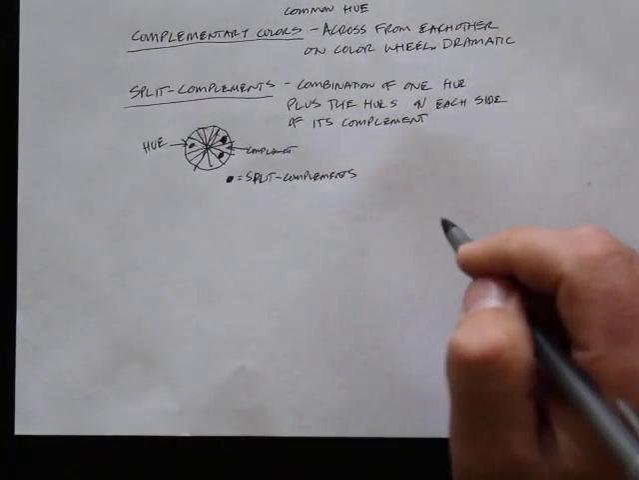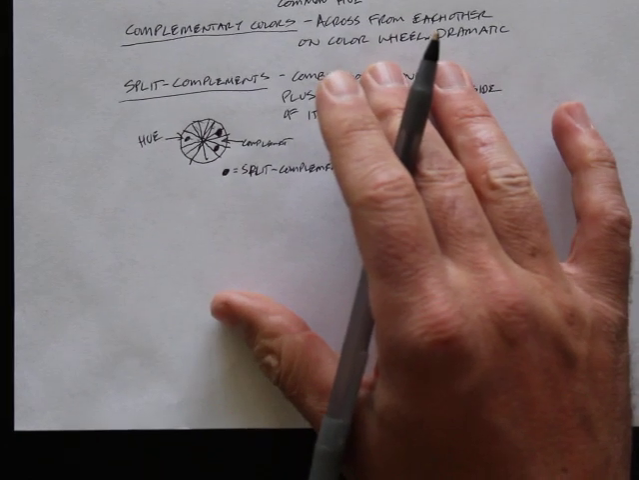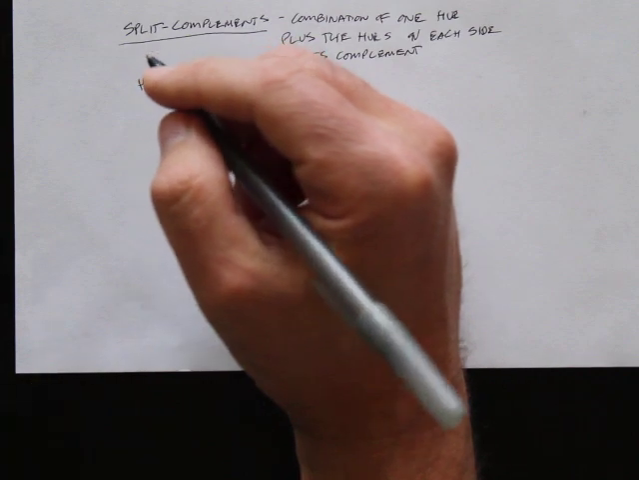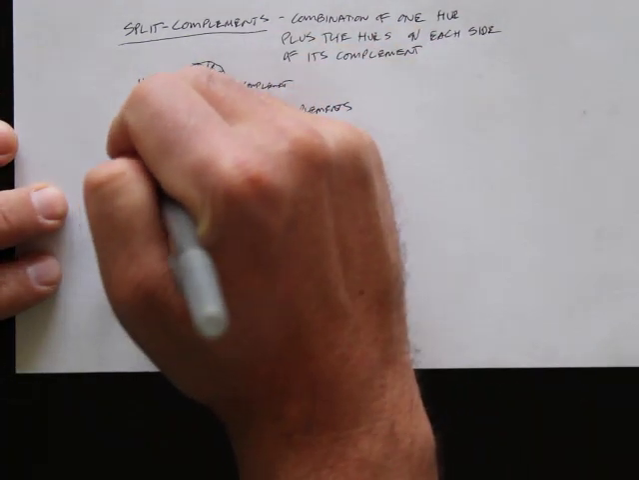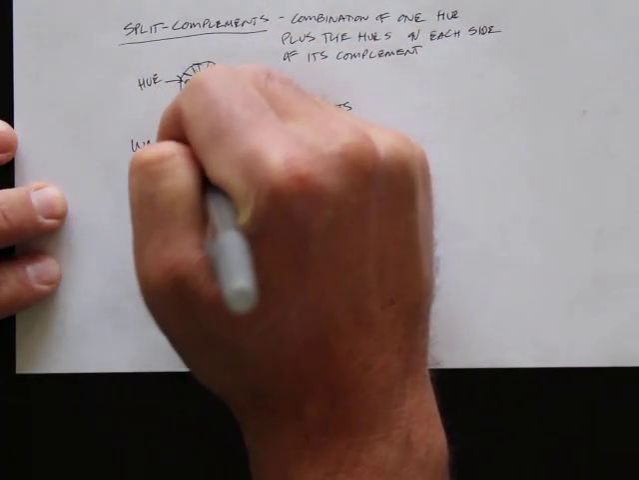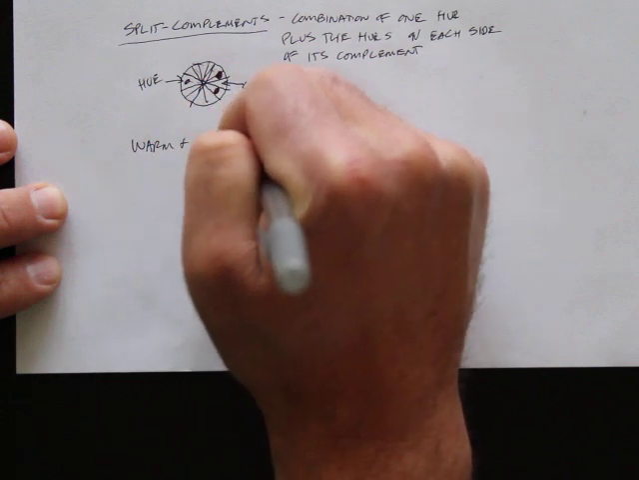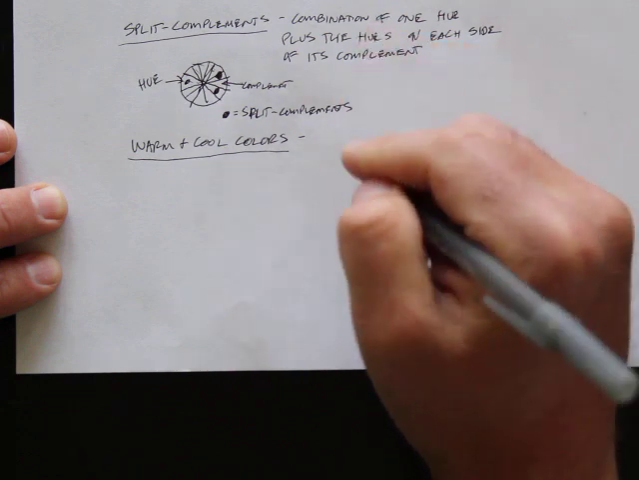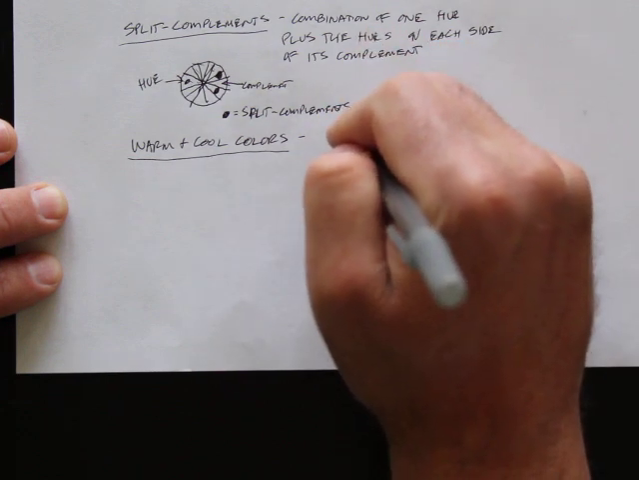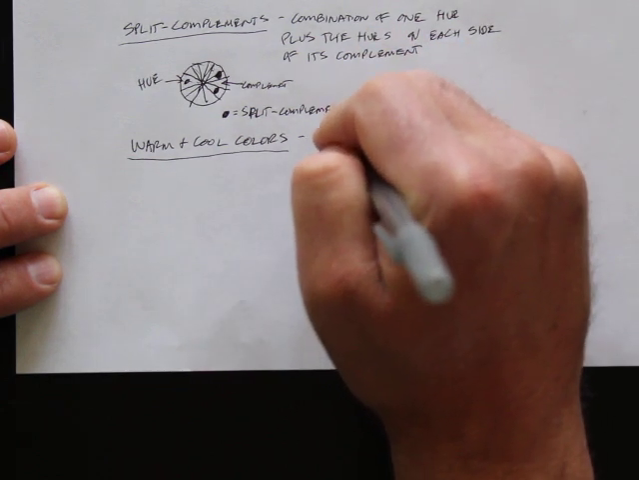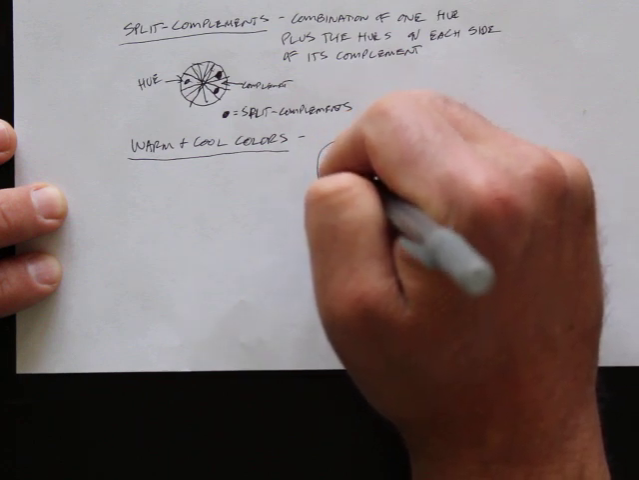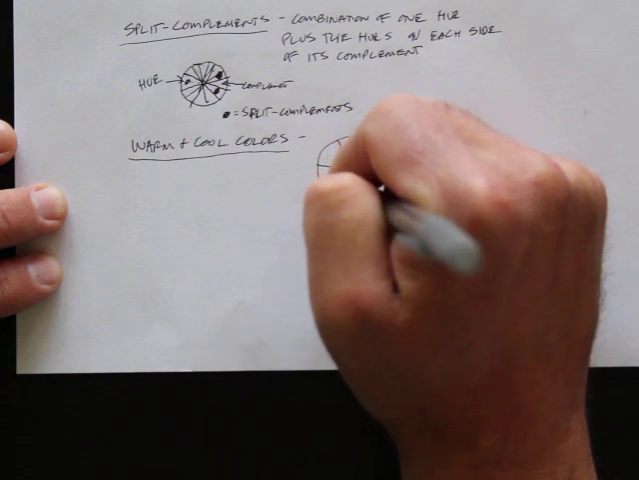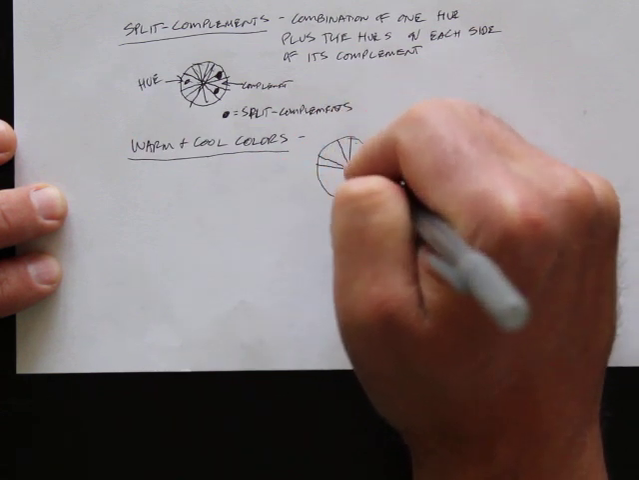All right, now let's go ahead and do the last two color schemes. Warm and cool colors. We're treating this as one, even though they're different. Warm and cool colors. Let's go ahead and draw another color wheel.